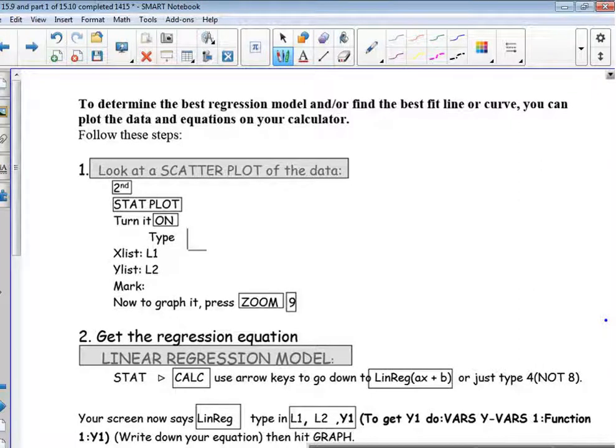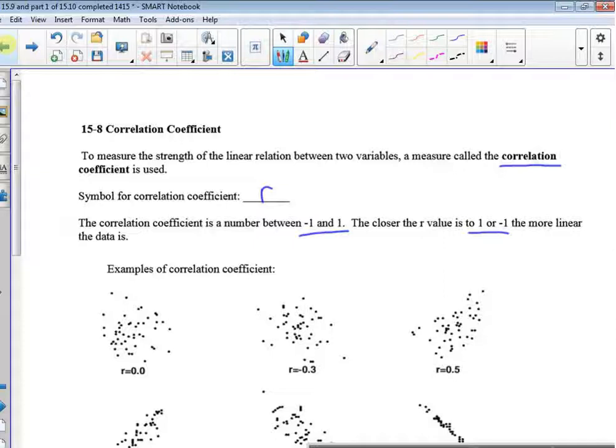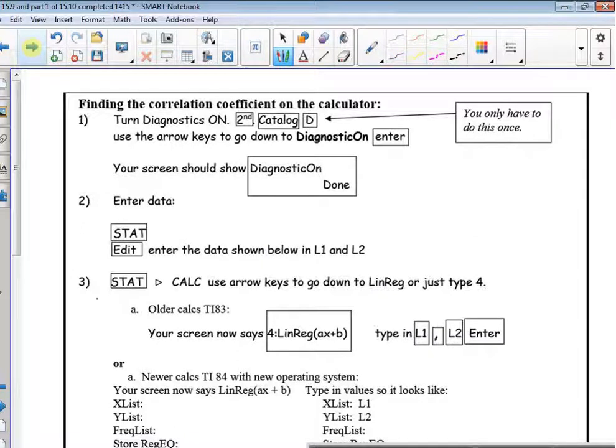Okay, today we're going to finish talking about regression. So, started off, if we go back to the beginning here, talking about that correlation coefficient R and how to set that, and that is to turn that diagnostics on, which is second catalog. Once you do that, it should be on for good, so you shouldn't have to worry about it.